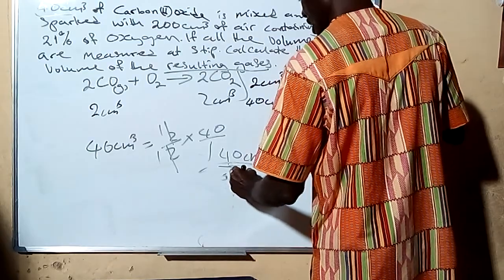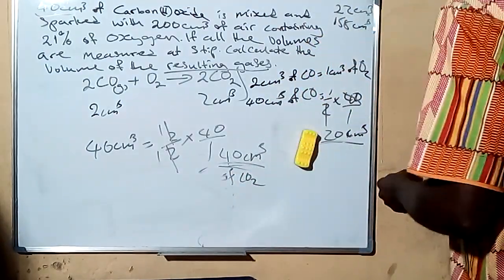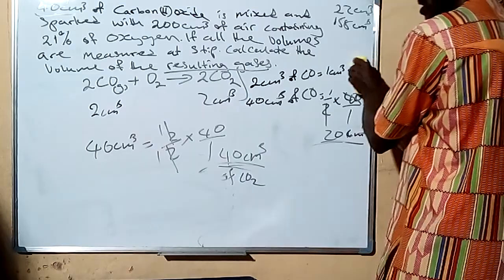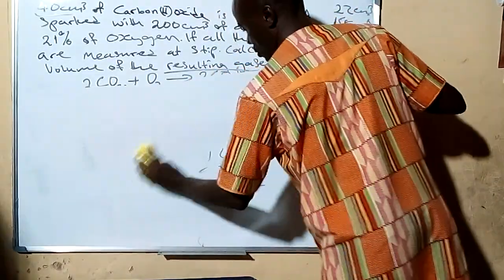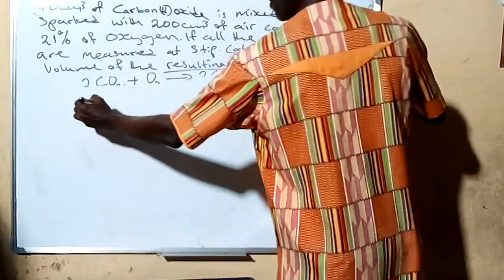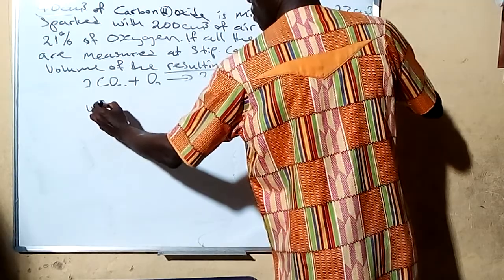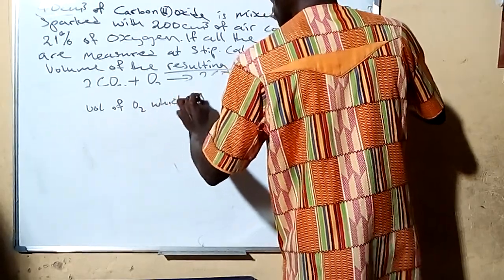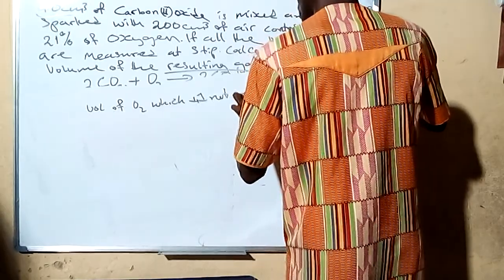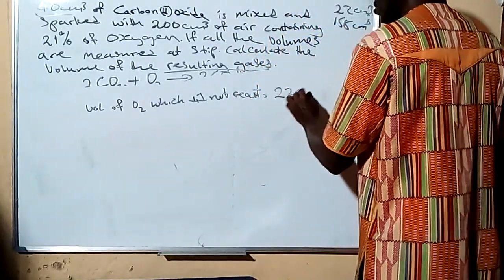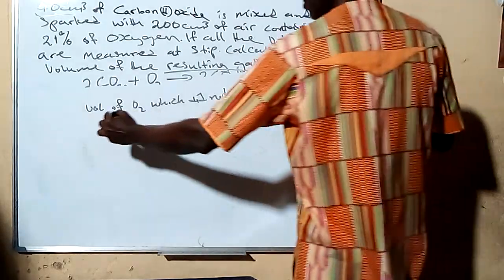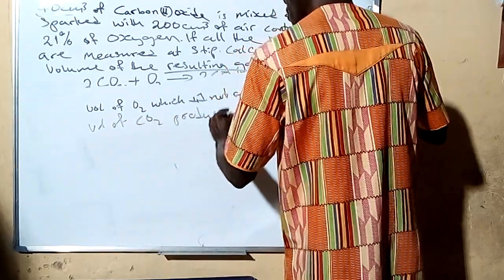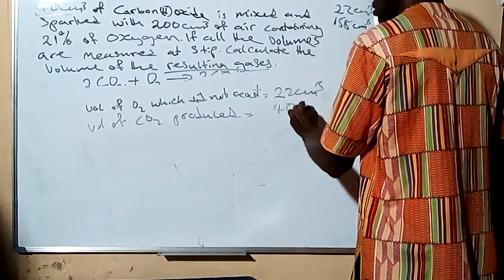This plays a very important role. That's a part of our resulting gases. At the end of this reaction, the remaining or resulting gases that we have are the volume of oxygen which did not react, which we say is 22 cm cube, and the volume of carbon 4 oxide produced, which is 40 cm cube.